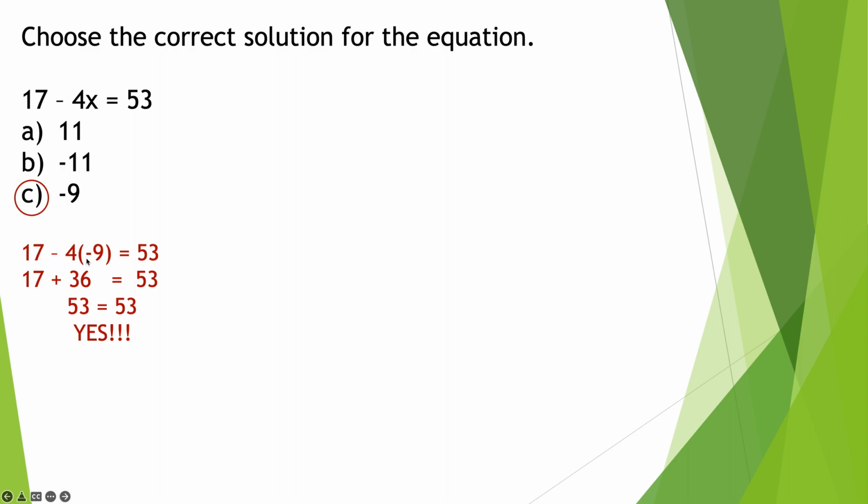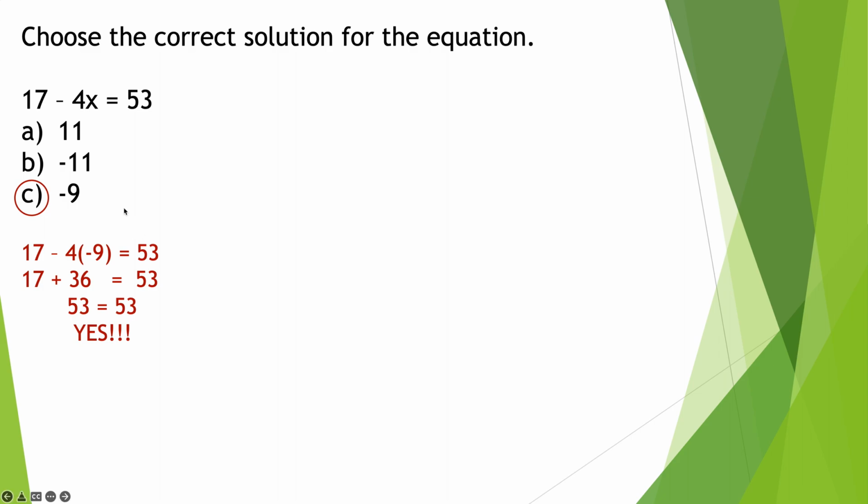17 minus 4 times negative 9. Negative 4 times negative 9 is positive 36. 17 and 36 is 53. 53 does equal 53. Booyah! That's the answer. I didn't bother putting up the correct step-by-step solution to that equation for multiple reasons. Number one, we cover it later in the year. So if you don't know what you're doing, you're not going to until we cover it later anyway, so you don't need to see it. And if you do know what you're doing, the explanation I just gave you, you said, okay, I got that.